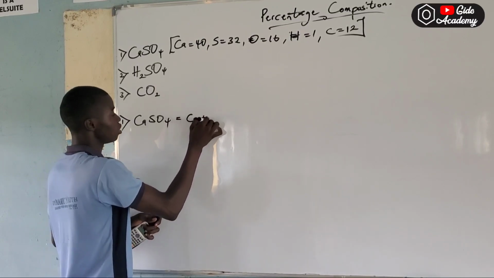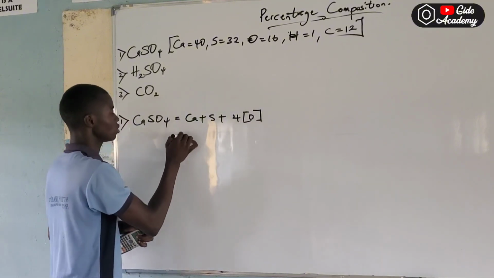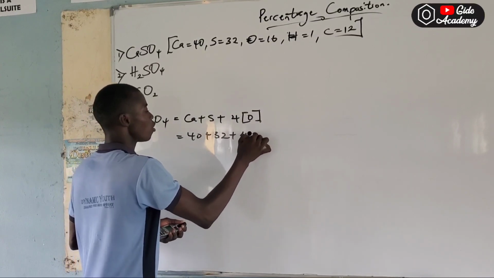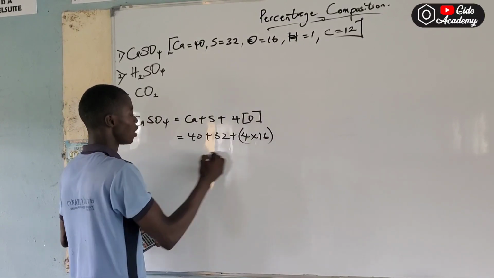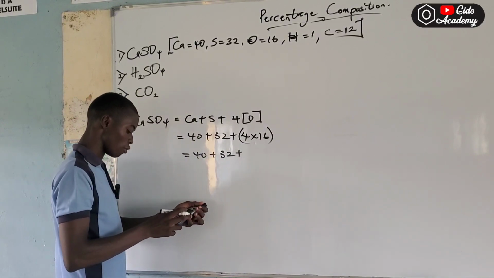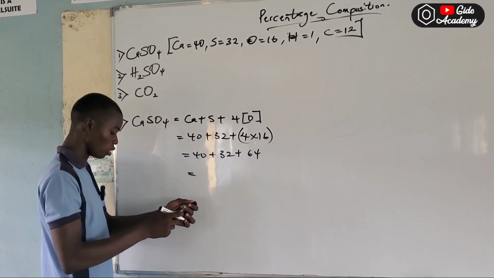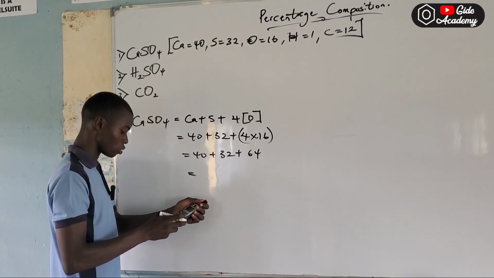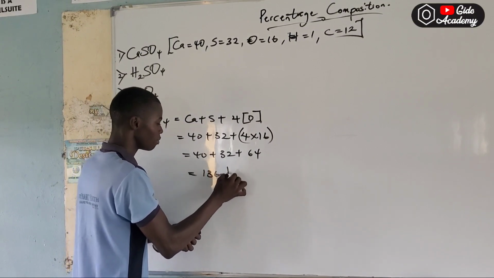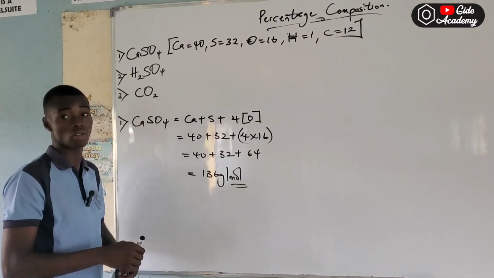So I will have calcium plus sulfur plus 4 oxygen. Calcium is 40, sulfur is 32, then oxygen is 4 times 16. So I will have 40 plus 32 plus, we have 4 times 16, we have 64. Then please let's sum all of them. 64 plus 32 plus 40, we have 136 grams per mole. So this is the formula mass for CaSO4.